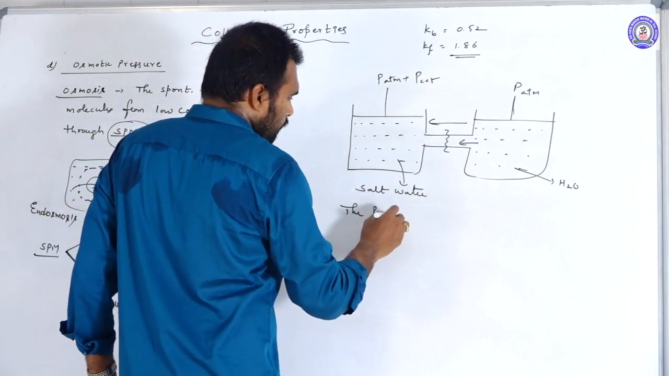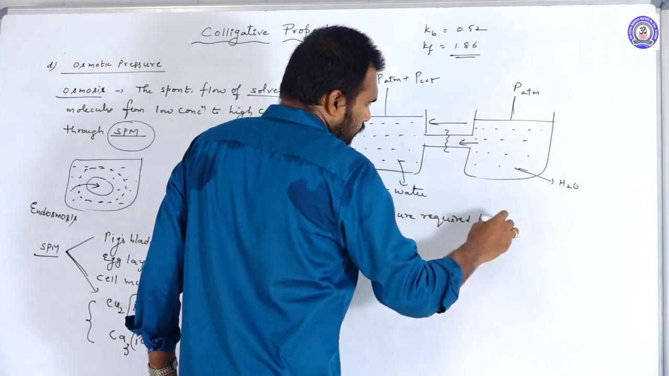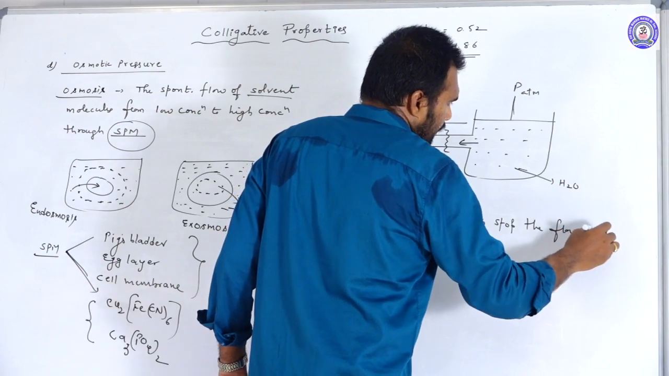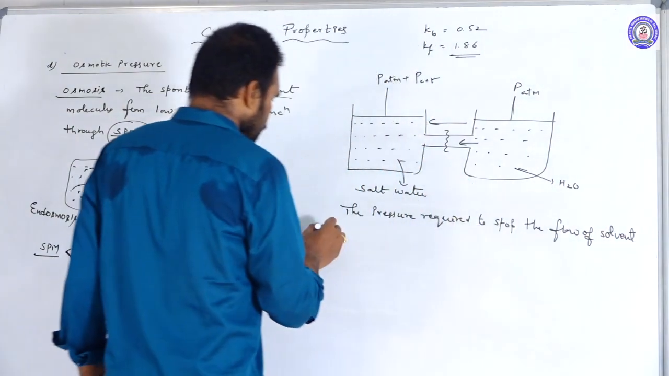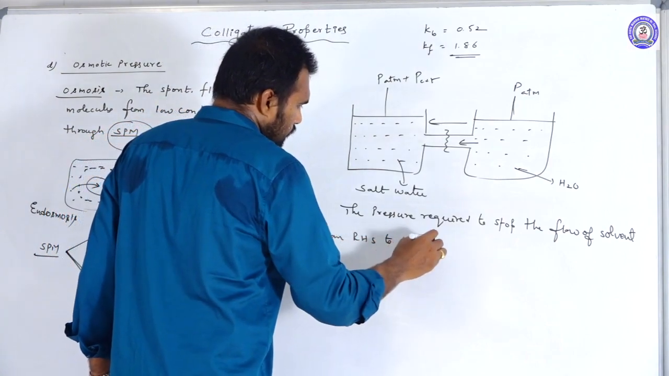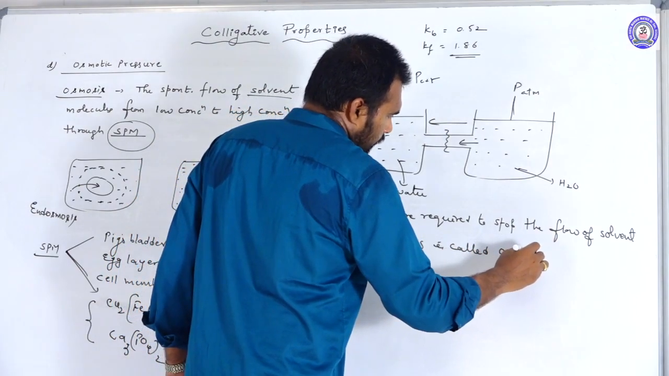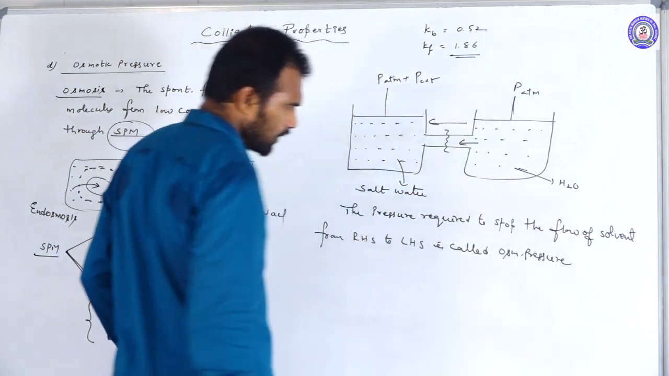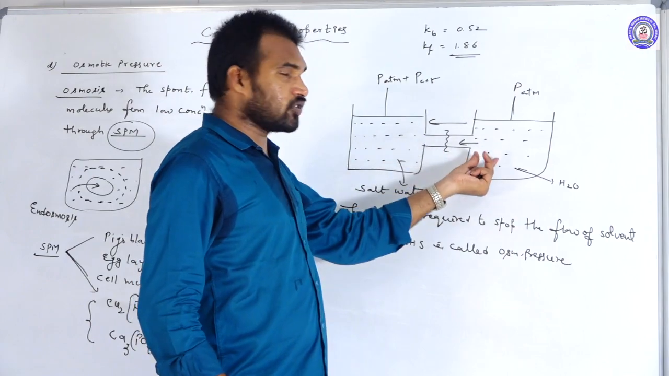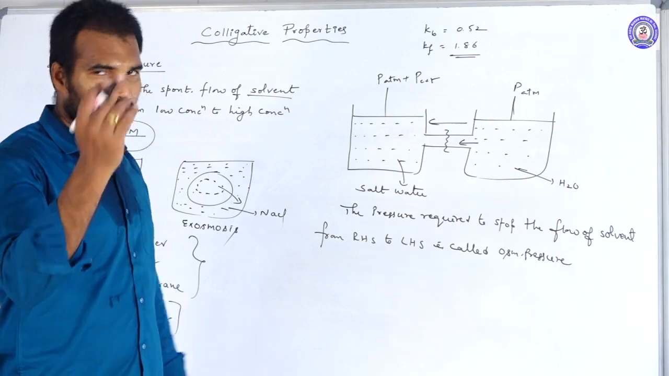The pressure required to stop the flow of solvent from RHS to LHS is called osmotic pressure. The pressure with which the solvent molecules are moving from right side to left side, that pressure also we call it as osmotic pressure.